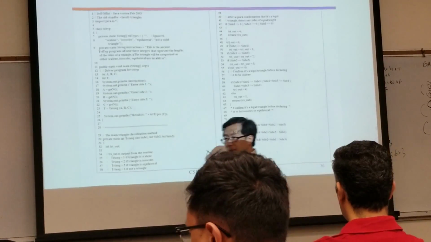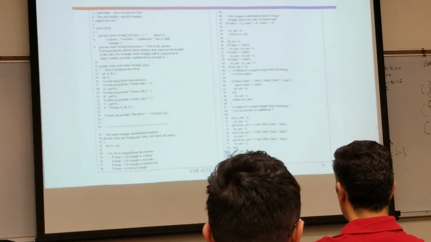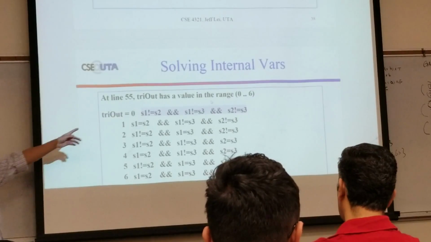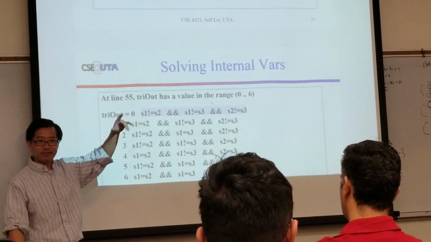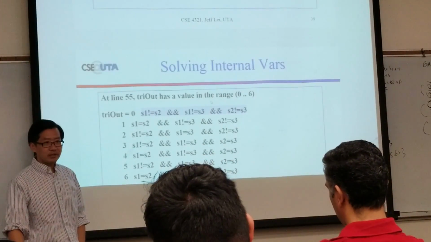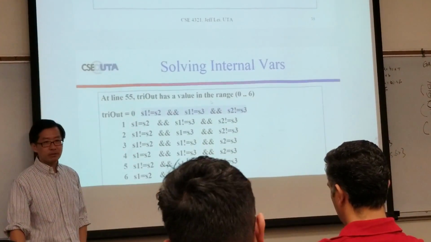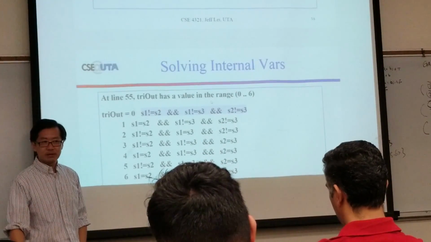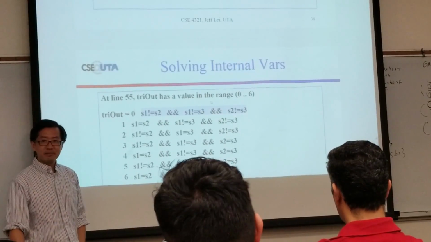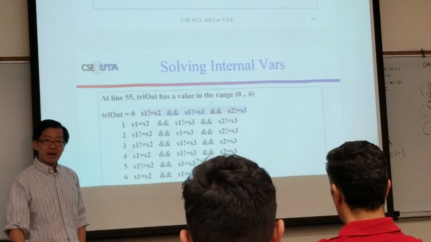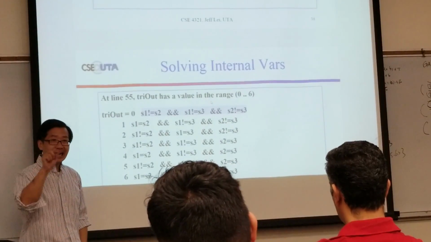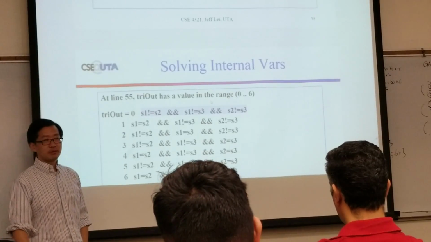So this is how we derive that for try out to be 0, this condition has to be satisfied. When you generate test cases for the three sides, you have to make sure S1, S2, S3, which represent side 1, side 2, side 3, are different from each other. Does it make sense? So from a fundamental perspective, you have to figure out the relationship between the external inputs and the value of the internal variable.